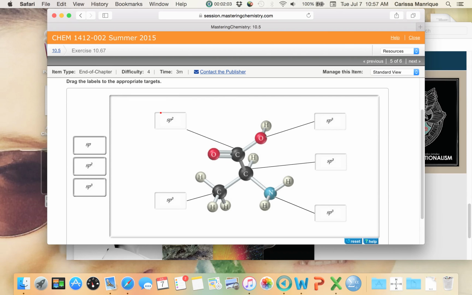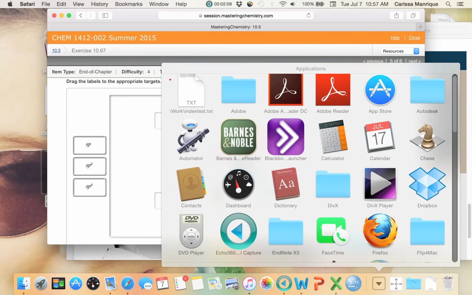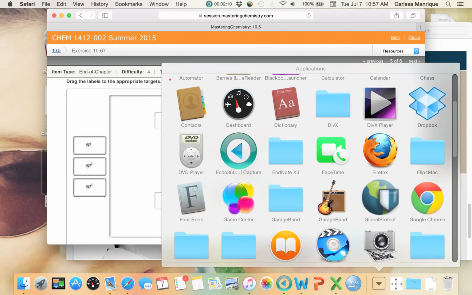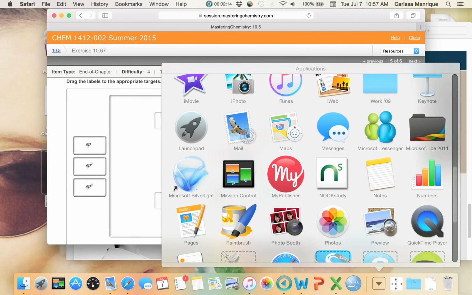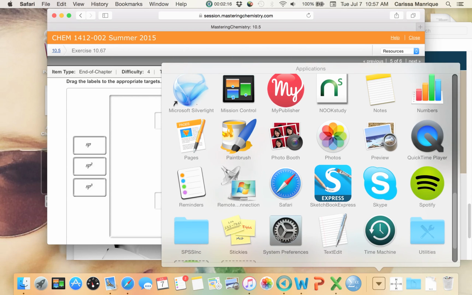let me pull the program over here, this paint program. Sketchbook.